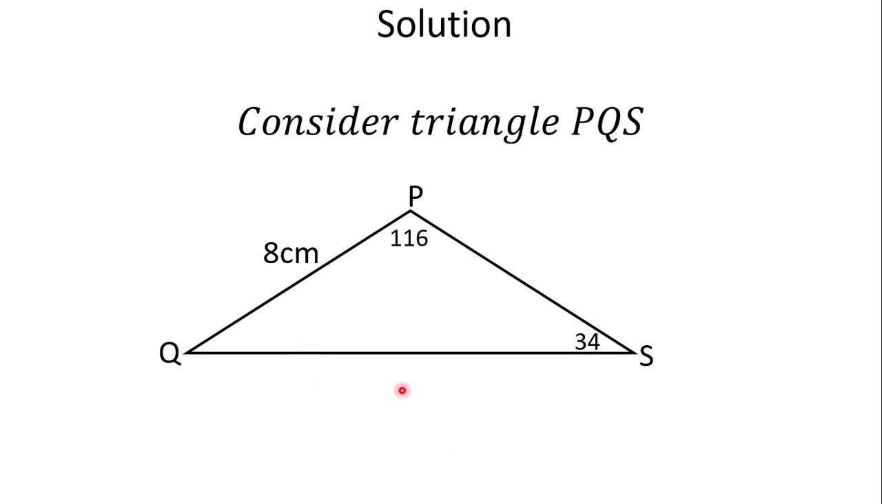So here we're just going to apply our sine rule. So using the sine rule, QX over sine 116 degrees is equal to PQ, or QP, over sine 34 degrees.